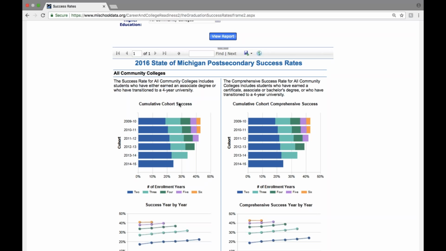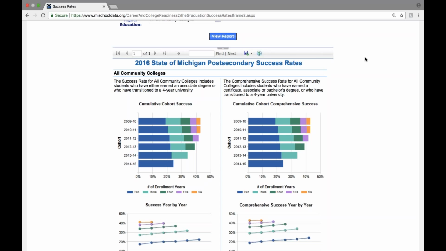So if we read this real quick, the comprehensive success rate for all community colleges includes students who have earned a certificate, associate, or bachelor's degree, or who have transitioned to a four-year university. So we're not just counting degrees in these rates. We also include, for community colleges only, a transition to a four-year university.